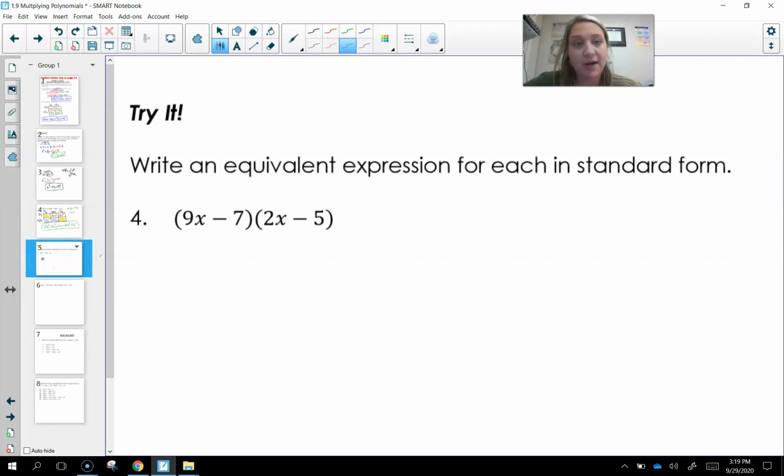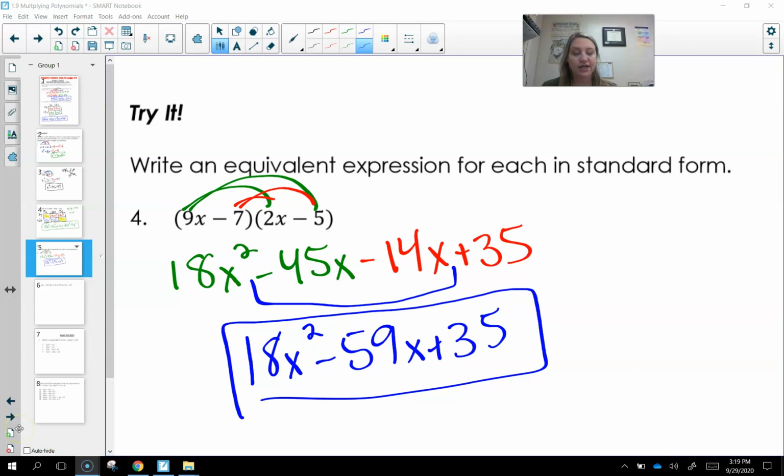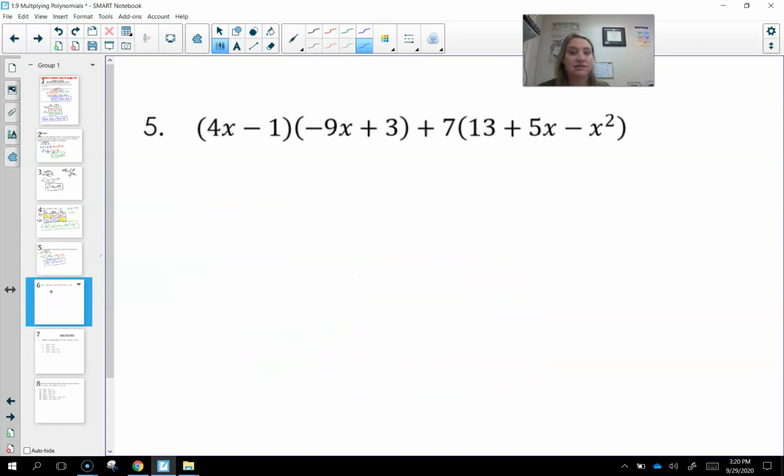All right, I want you to pause the video, and I want you to try this one on your own. Okay, so go ahead and pause it and then come back. All right, check your answer with mine. You should get 18x squared minus 59x plus 35. All right, you good?